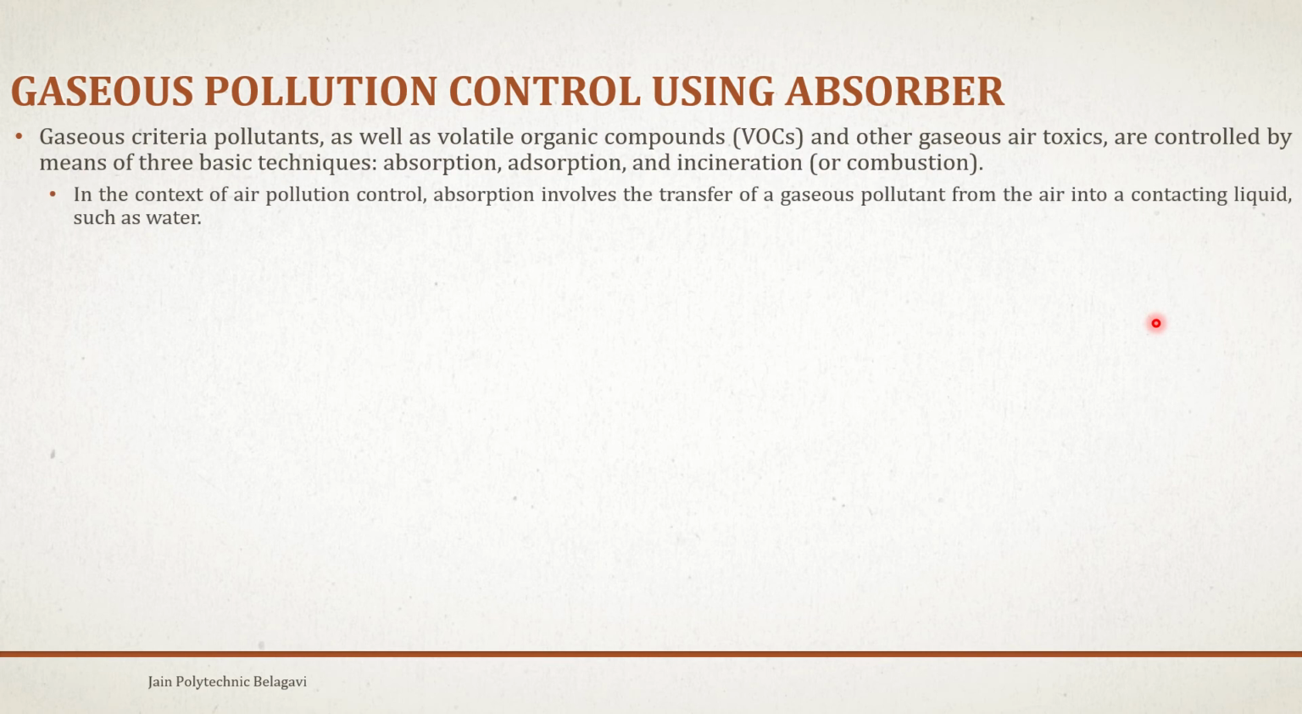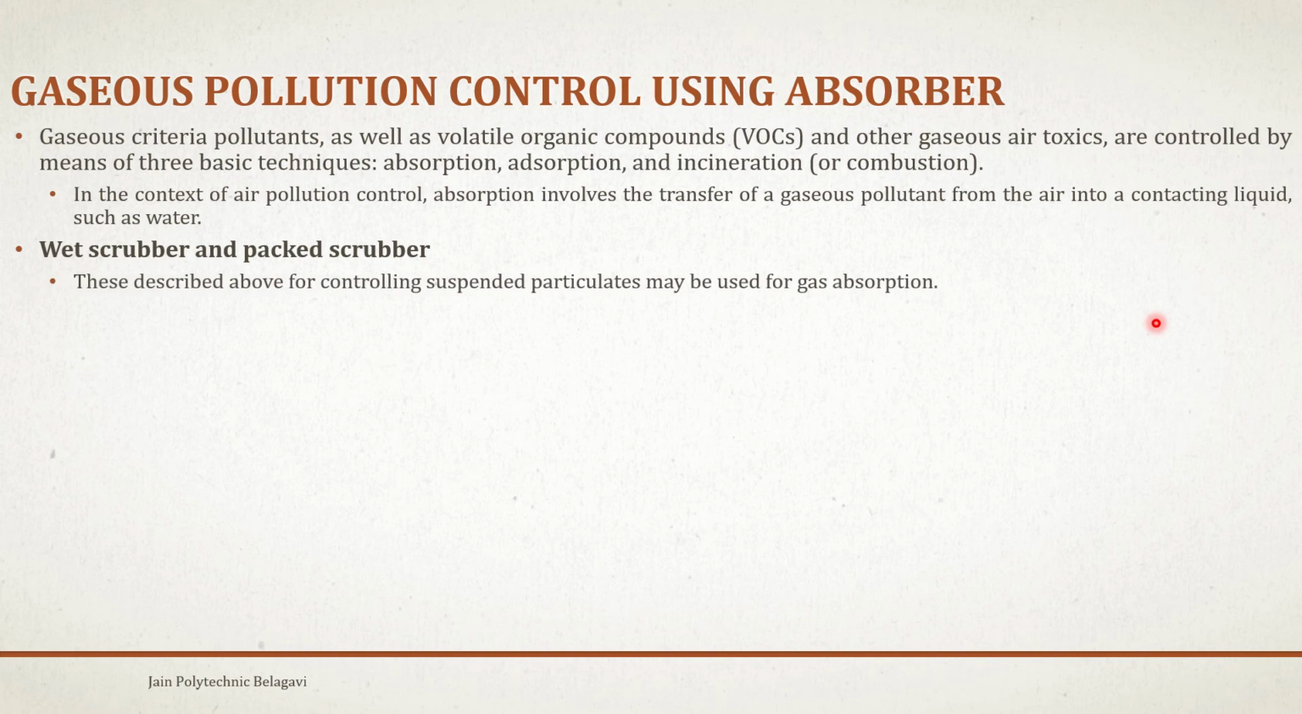So we'll discuss in the context of air pollution control. Absorption involves the transfer of a gaseous pollutant from the air into a contacting liquid such as water. As I have given you the example, here the water will be absorbing the pollutant from the gas. Next, we have different instruments for the absorption technique: wet scrubber and the packed scrubber.